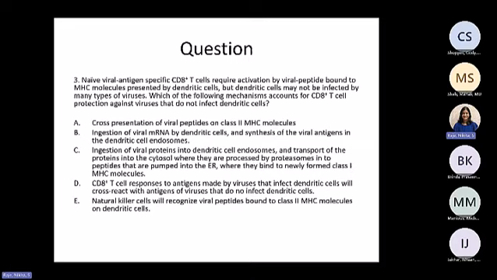And we are talking about CD8 T cells and what mechanism accounts for CD8 T cells protection against viruses that do not infect dendritic cells.